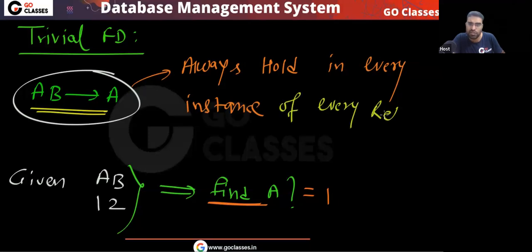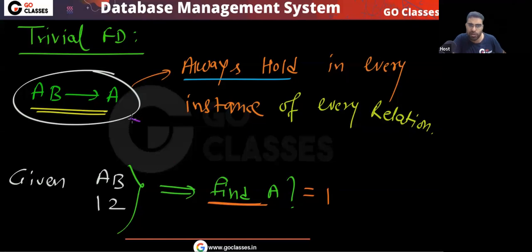So this is trivial, because this will always be true. If I tell you the value of AB is 5, 5, then what is the value of A? That will be 5. So if I give you the value of AB, can you determine the value of A? Yes, you can do that. So this will always hold, and this is also a trivial functional dependency.